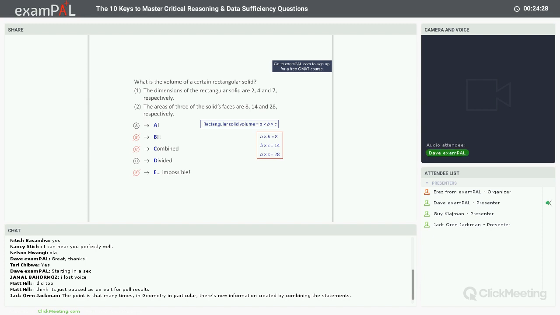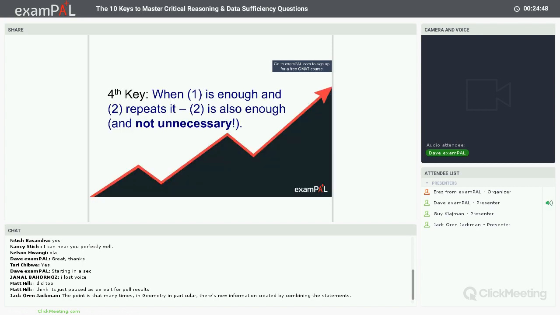If we have the same number of equations and variables, it is possible to get to a solution, even if the algebra here might be a bit of work, and we're not going to actually do it because we don't have to. We're only asked if it's possible. So we don't need statement 1 for this. We can solve with only statement 2, and therefore the answer is D, divided. Each statement on its own gives us enough information to solve the question.